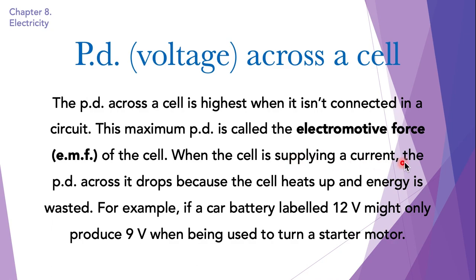So when the cell is supplying a current, the potential difference across it drops because the cell heats up and energy is also wasted. For example, a car battery labeled 12 volt might only produce 9 volts when being used to turn a starter motor, because some energy is also wasted in the form of thermal energy. So in other words, 12 volts is the electromotive force of the battery and 9 volts is the actual potential difference of the cell.